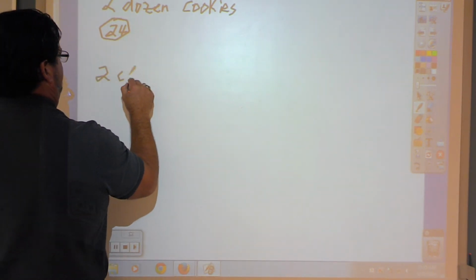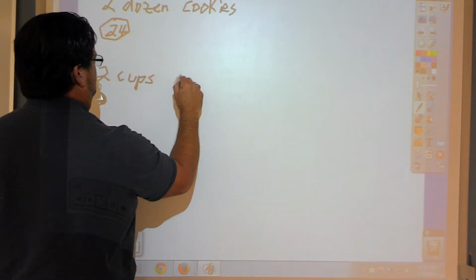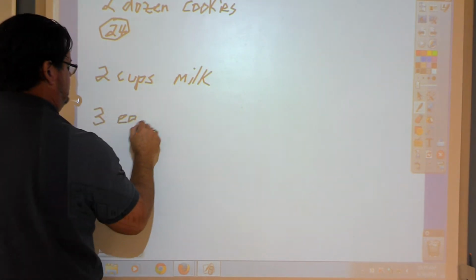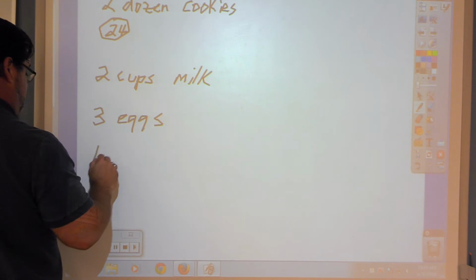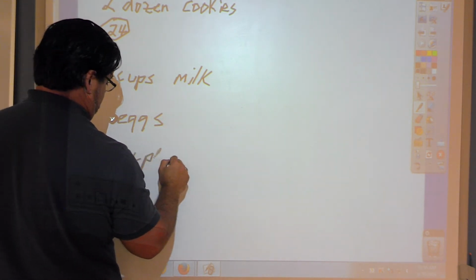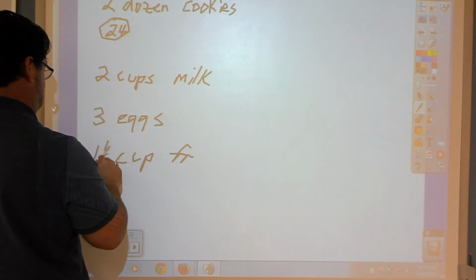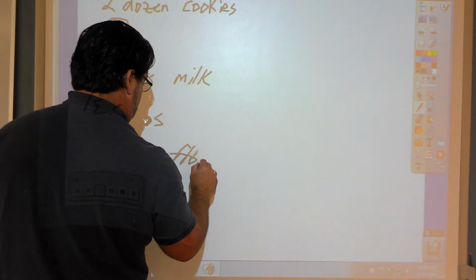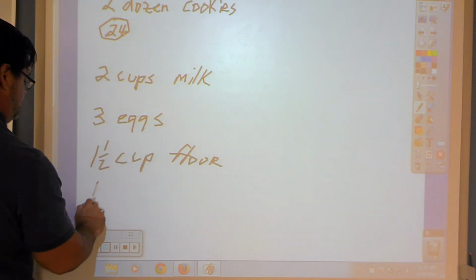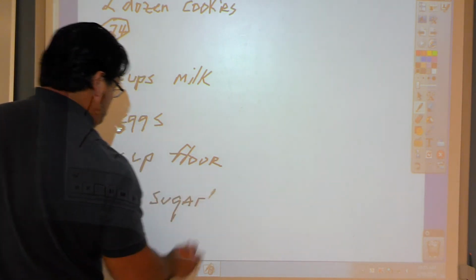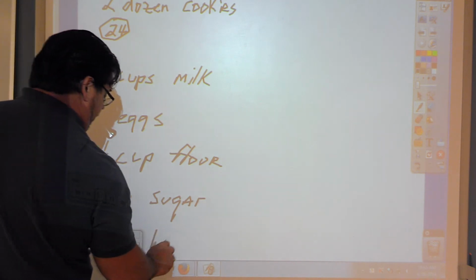2 cups of milk, 3 eggs, 1.5 cups of flour, 1 cup of sugar, and 1 stick of butter.